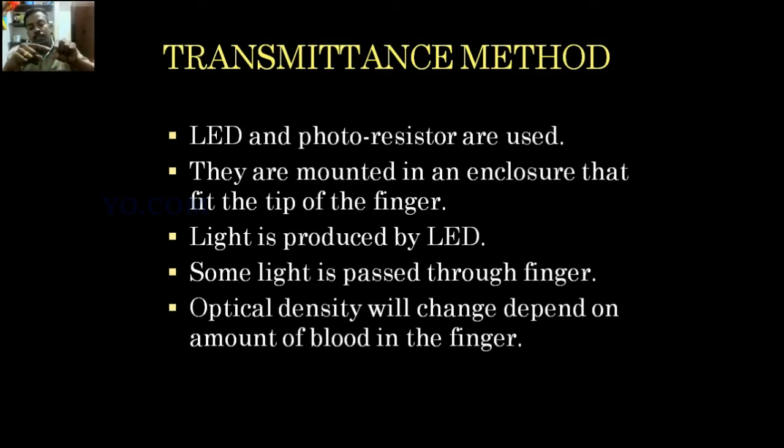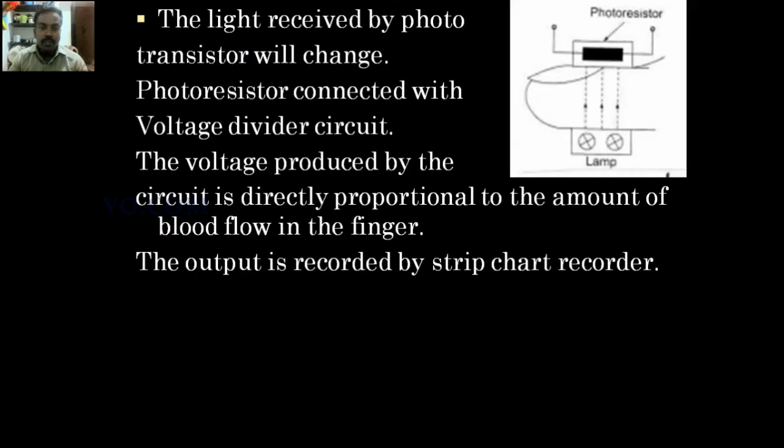For example, in this setup we have an LED at the top and a photoresistor at the bottom. The LED sends light through the finger, and some light passes through the finger. The optical density will change depending on the amount of blood in the finger. So the light flows through the finger, and the optical density differs with respect to the blood level. According to the density level we can measure the blood.